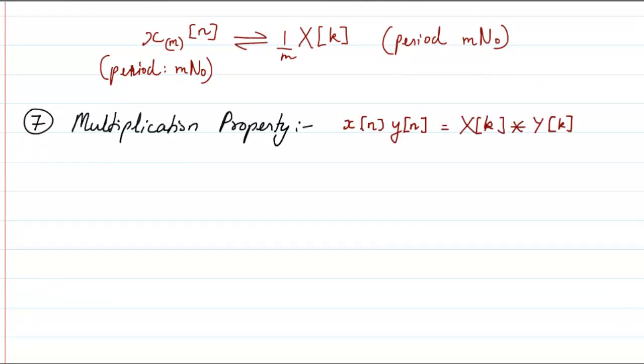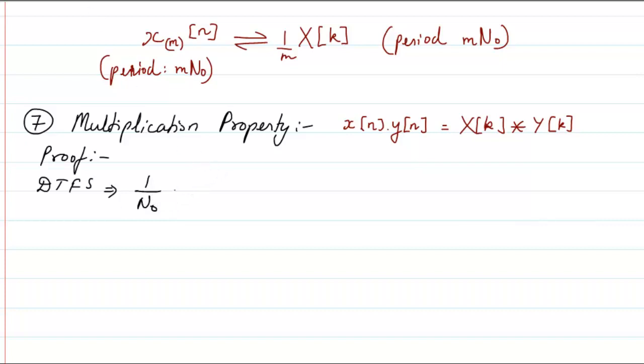Okay, let us go to the next one, which is the multiplication property. It states that if you are multiplying in the time domain, then in the frequency domain it will be convolution. Let us try to prove that. We know that the DTFS is given by 1 by N naught. Since both the signals x and y have the same period N naught, we take the period as N naught itself.